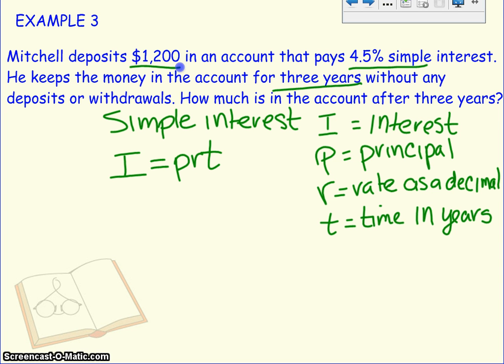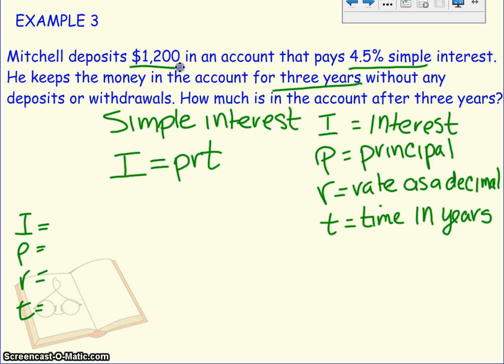So what I would like for you to do, in each of these examples that we're coming through next, on the left-hand side of your paper, I want you to write I equals, P equals, R equals, T equals. I want you to start everything out like that. Because then what we're going to do is identify the values we have to solve for what we don't have.